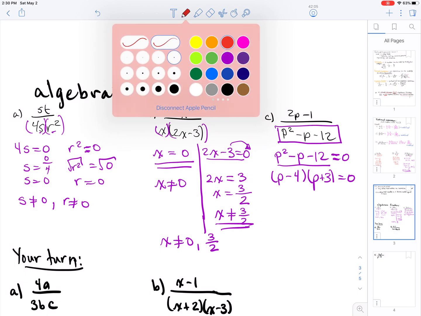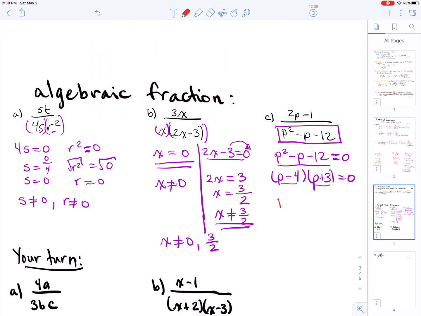So now I have my two factors. I have p minus 4 and I have p plus 3. I'm going to set each of those equal to 0. For p minus 4 equals 0, let's isolate out the p. Bring the minus 4 over to the right side of the equal sign. P equals 4. For p plus 3 equals 0, again we're going to move the plus 3 over to the right side of the equal sign. So p equals negative 3. So in C, p cannot equal positive 4 or negative 3.